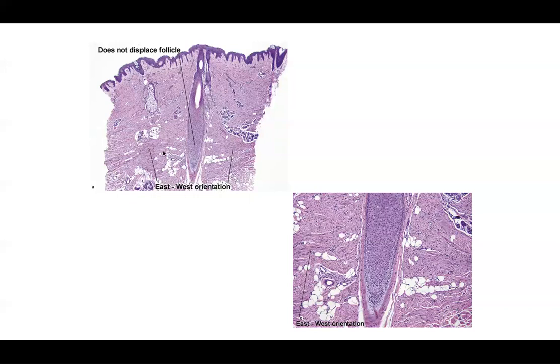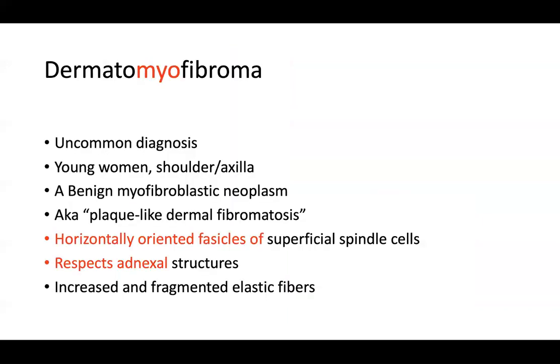You see this fibroblastic proliferation going from an east-west orientation, and then all of a sudden you've got this probably anagen hair follicle. It's got some clear outer root sheath cells there. It just seems to not be bothered at all by the dermatomyofibroma, and then it continues again on the other side. So this is something that could be tested on for sure, because this is a unique feature, I would say.